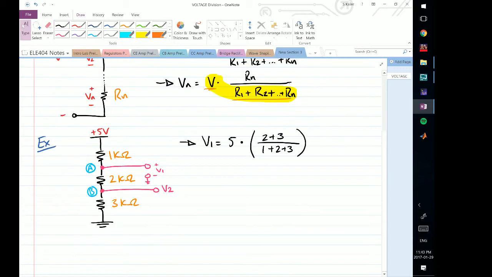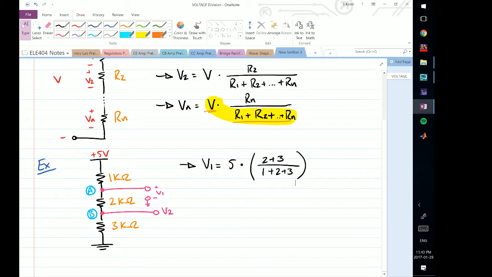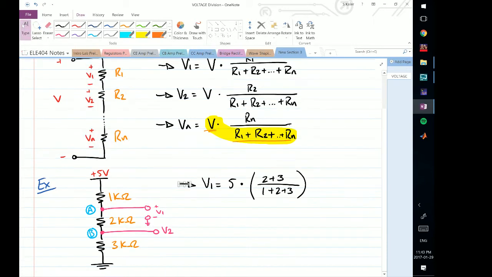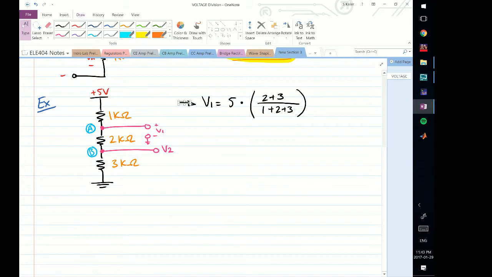If you go back to our generic case, it was the resistance R1 plus R2 all the way to Rn. So it's the total resistance here. Now the total resistance here is simply 1 plus 2 plus 3. Now multiplying this and actually dividing this out, you will find that V1 is 4.17 volts. And so this is my value for V1.